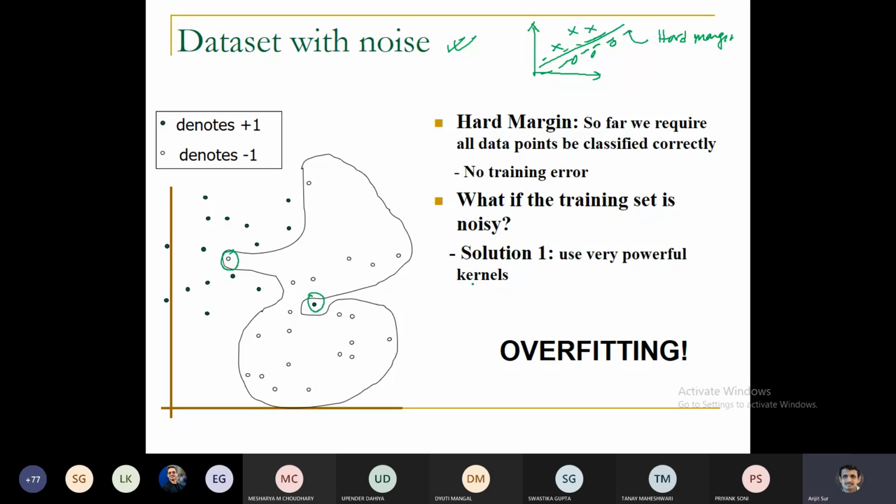So we stop here today. Just think about how we are going to solve this particular problem. We'll continue this lecture.